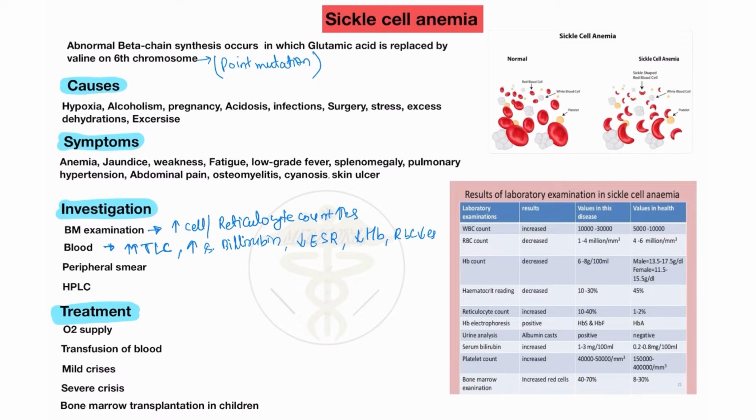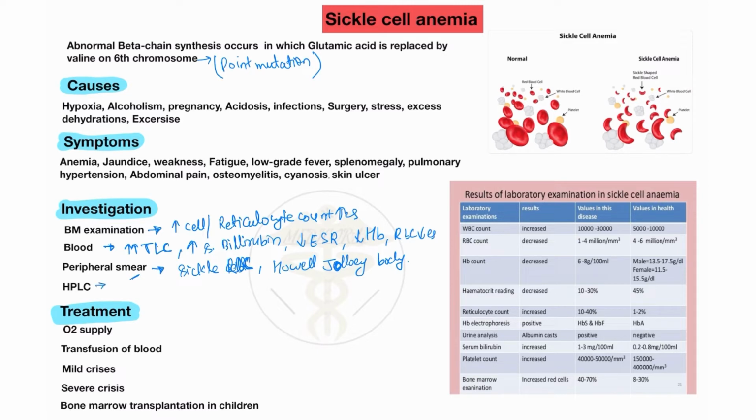When you see the peripheral smear, you will see sickle shaped RBCs. Sickle-like RBCs appear in the peripheral smear of the patient. And please learn this: Howell-Jolly bodies appear in a sickle cell anemia patient. So this is the peripheral smear.